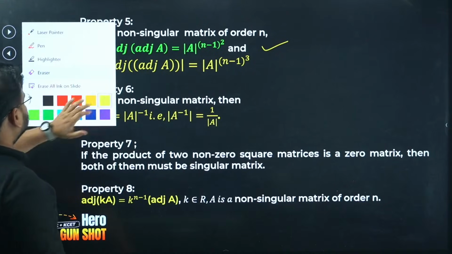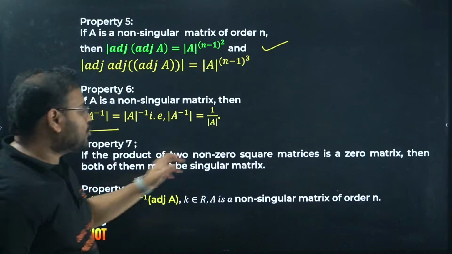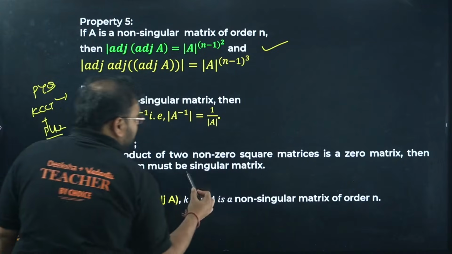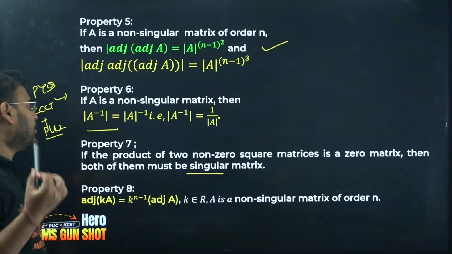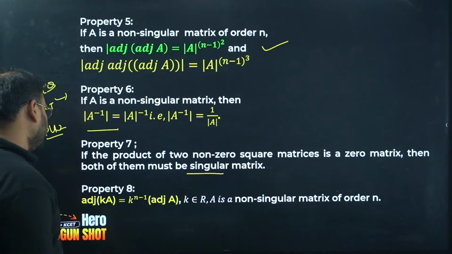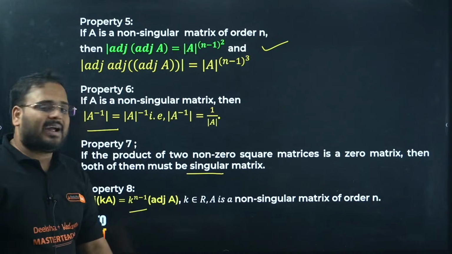Important, property number 7: if the product of two non-zero square matrices is zero, it means the matrices will be of singular nature. Adjoint of kA is given by simply k power n minus 1 times adjoint A.